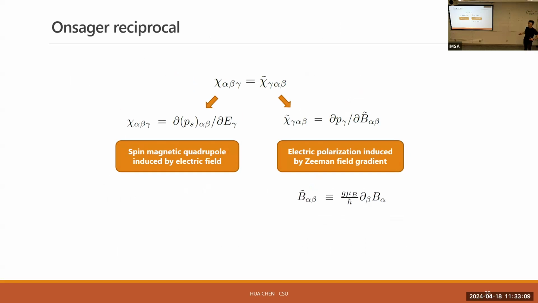There is a reciprocal response. If you are able to engineer a gradient of Zeeman field, and you apply that to your system that you know has this response, then you should be able to measure a charge voltage or polarization.